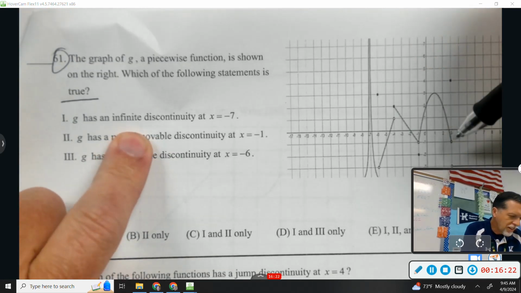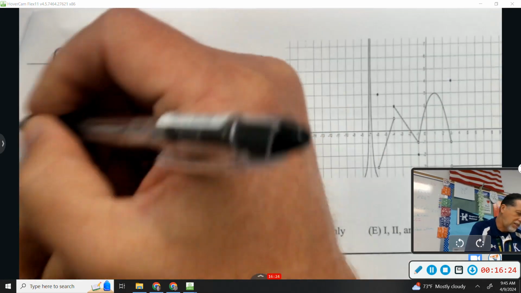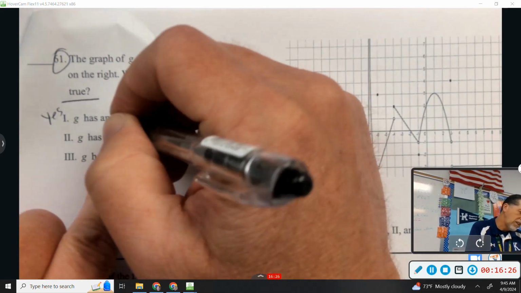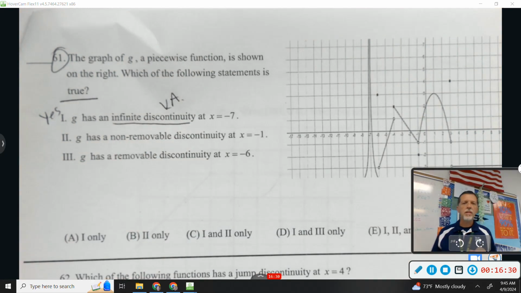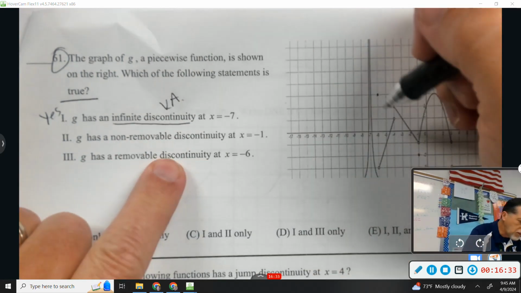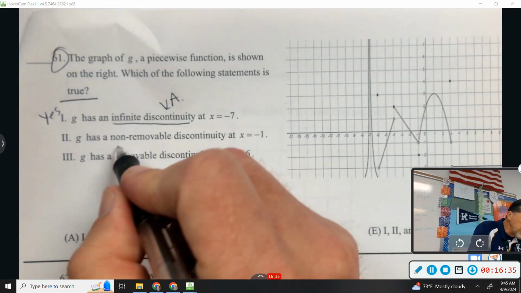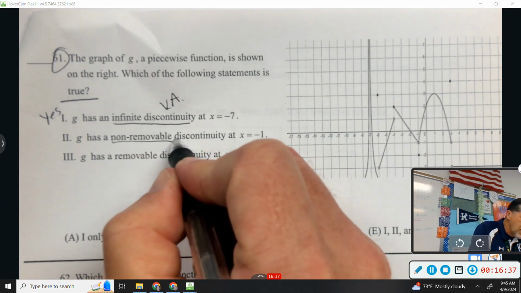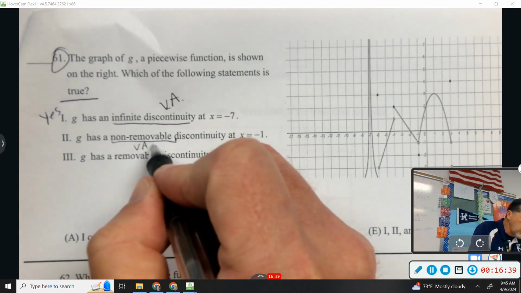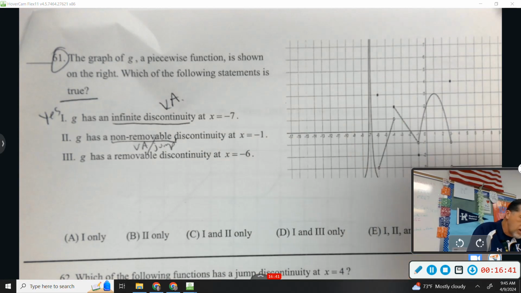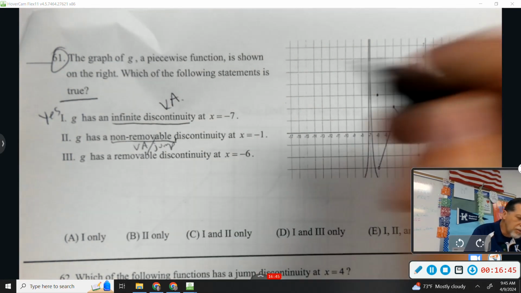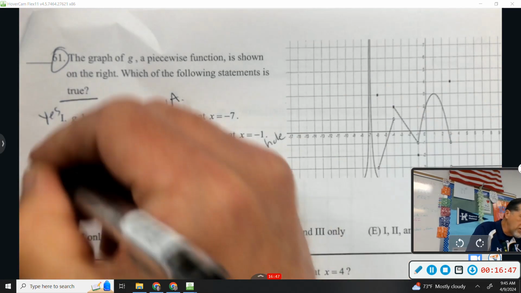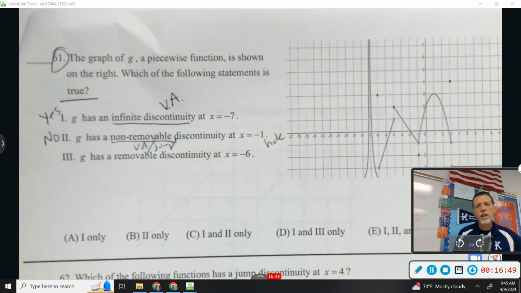G has an infinite discontinuity at -7. Yes. Because infinite discontinuity, fancy word for vertical asymptote. Statement 2. G has a non-removable discontinuity. So that means vertical asymptote or jump at x equals -1. But -1's a hole. That's removable. That's fixable. So statement 2 is out.